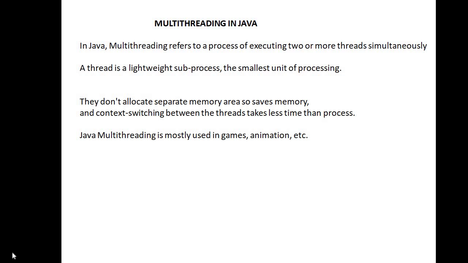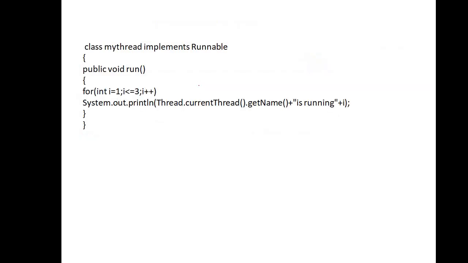Today we are studying the topic called multi-threading in Java. What is the meaning of multi-threading? Multi-threading stands for processing two or more threads simultaneously. Its meaning is executing two or more threads at a time. Why do we have to execute two or more threads at a time?